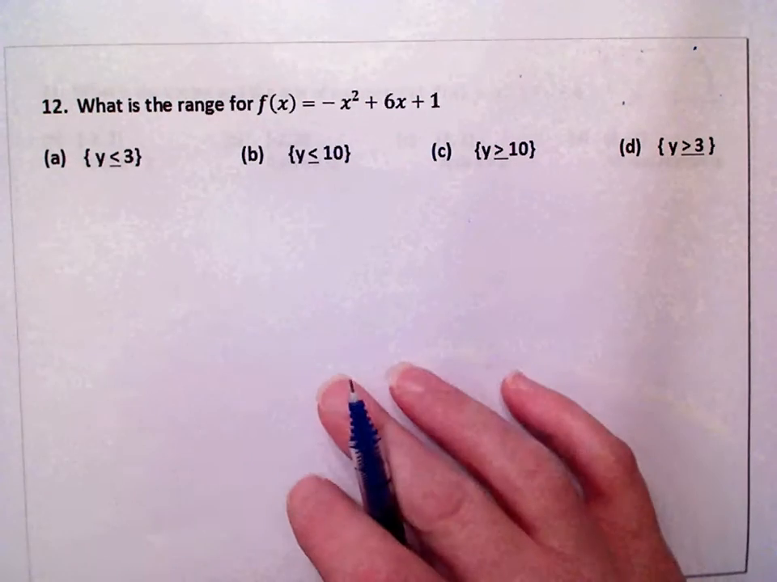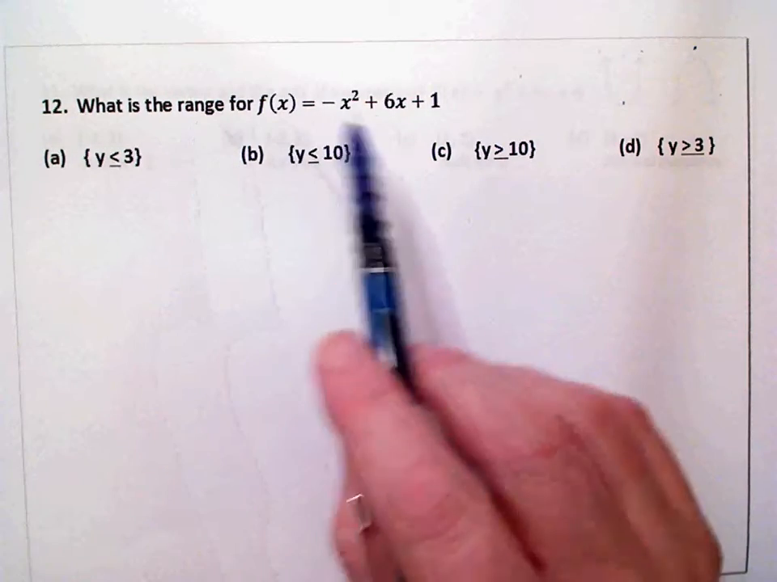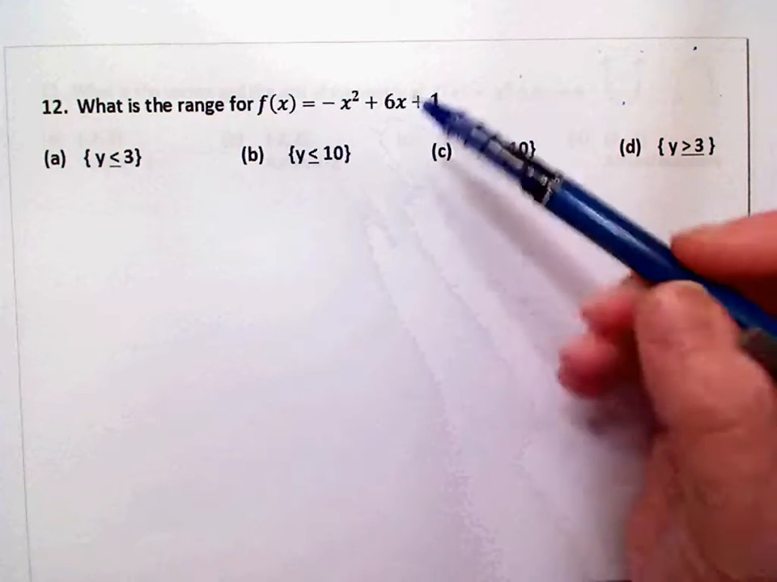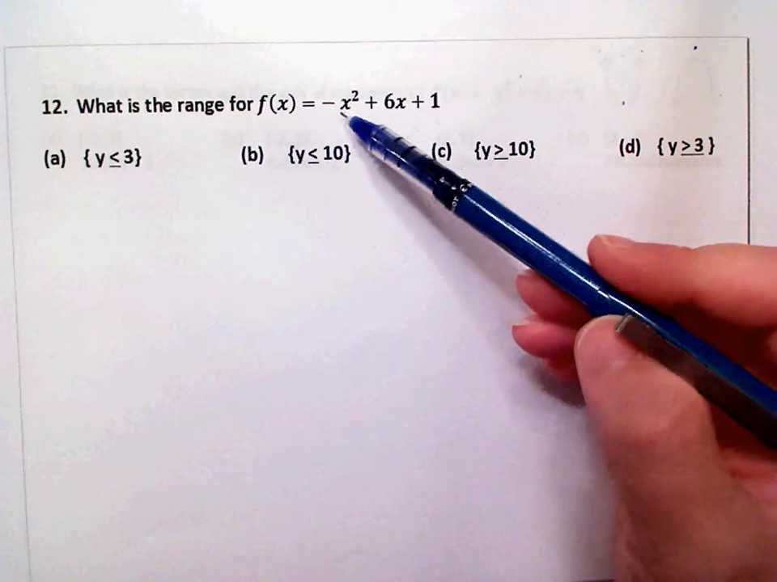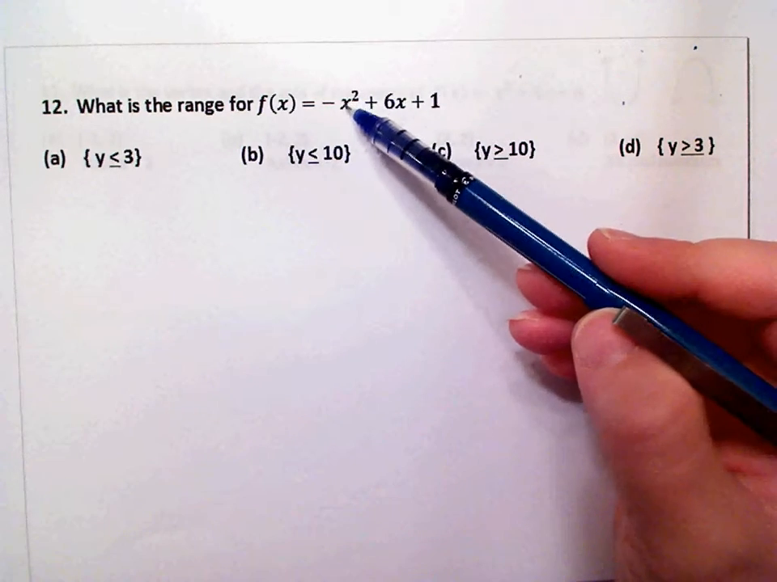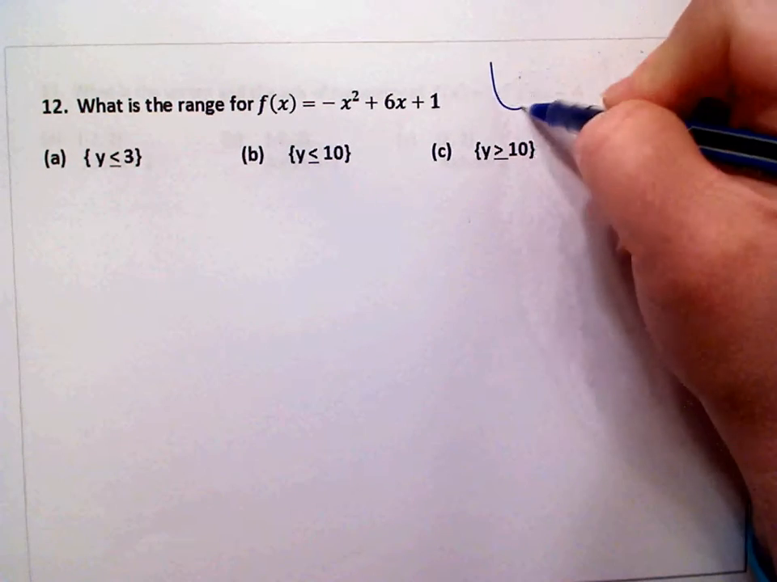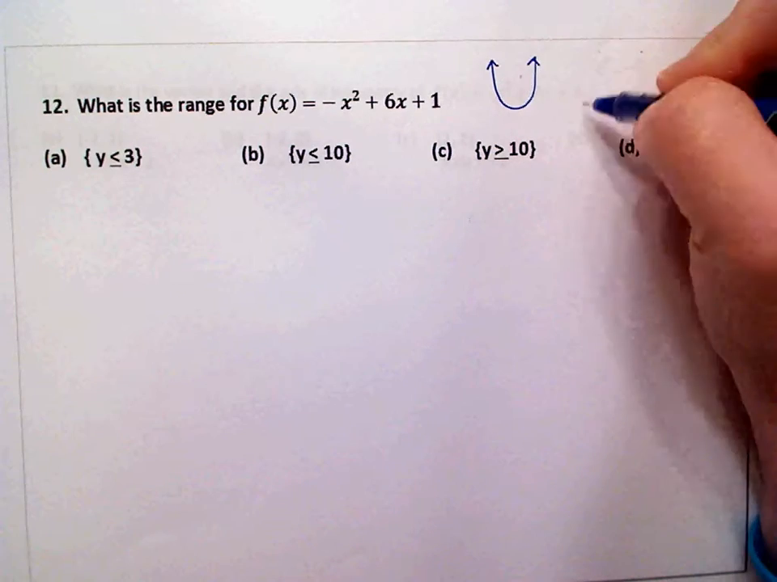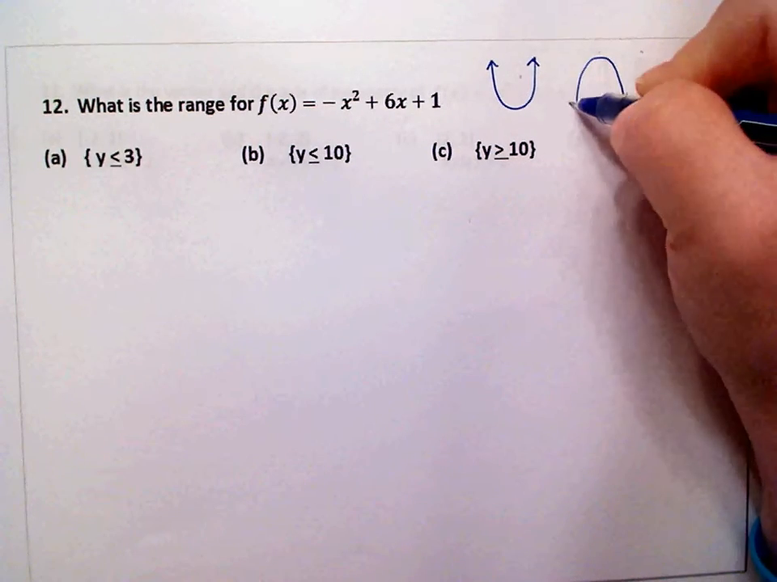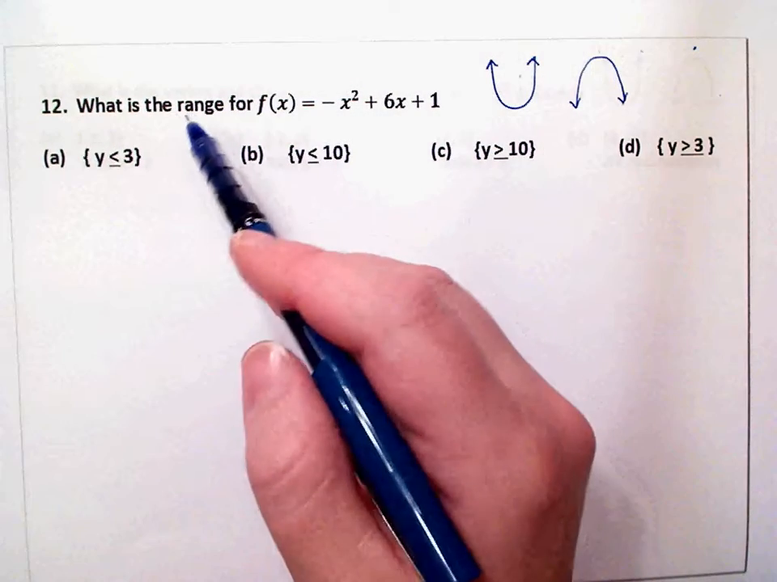Now on number 12, we're asked to find the range of another quadratic. It's a different one than we had on number 11, but it's a quadratic because it has an x to the second power. So again, we know that this is going to graph as a parabola, opened up or opened down. This time we're asked for the range of the quadratic.